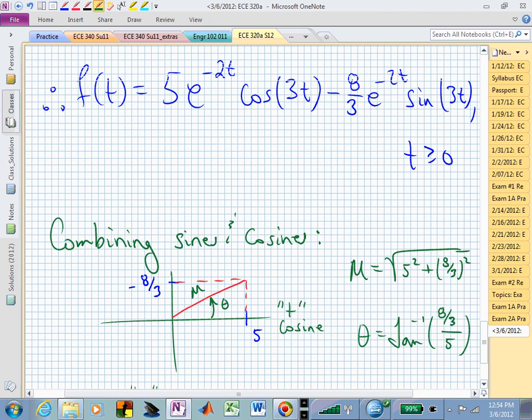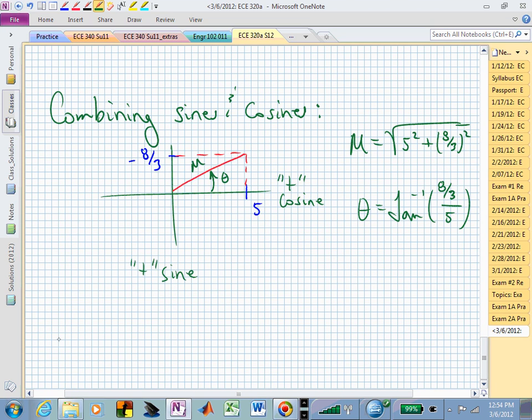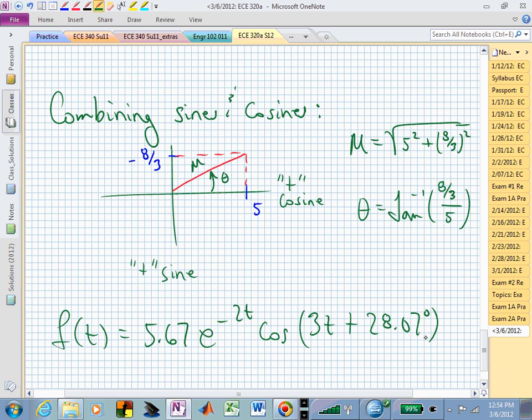The reason for this change in sign, well, I said I wanted to write the answer down. f of t is now going to be some value, which actually ends up being 17/3, 5.67 e to the minus 2t cosine of 3t plus 28.07 degrees. If you wanted to write this in terms of a sine, then you would write it relative to this positive sine axis, and that yellow highlight gives you the positive angle that you would write the sine piece in, if that makes any sense. And you would look at the length relative to that line. But let's just concentrate on using the horizontal.